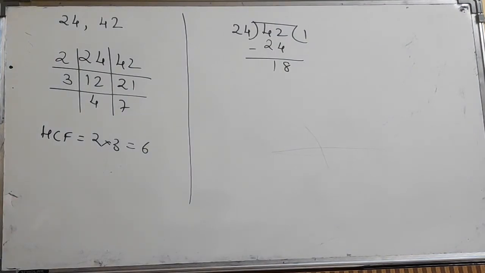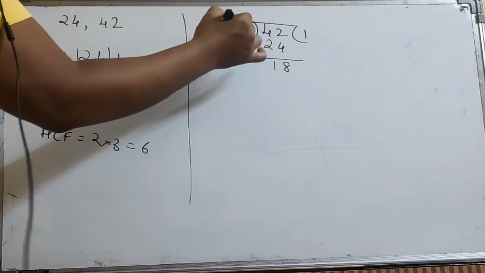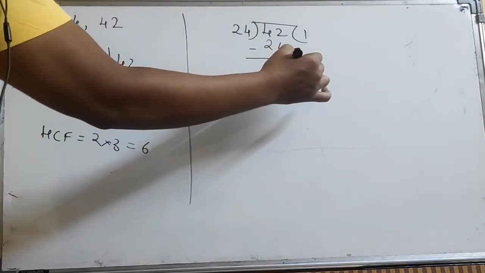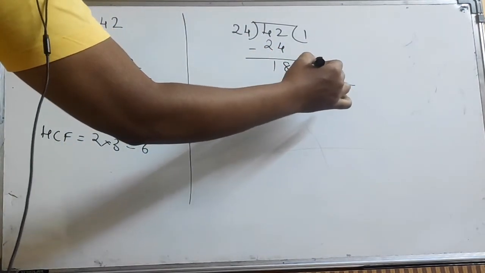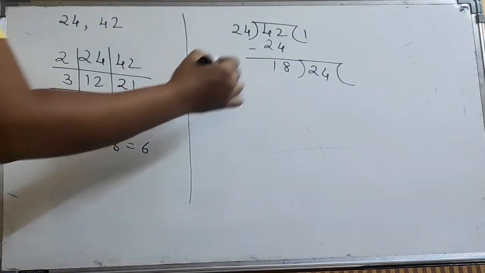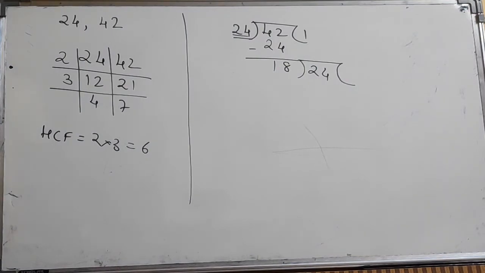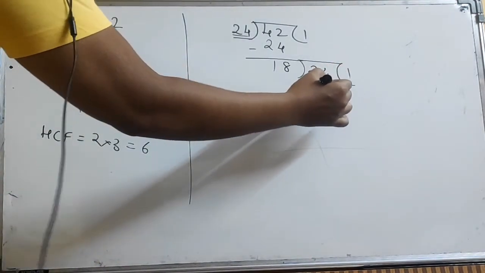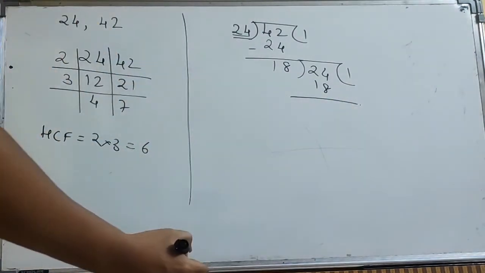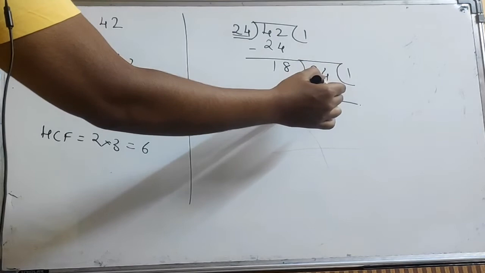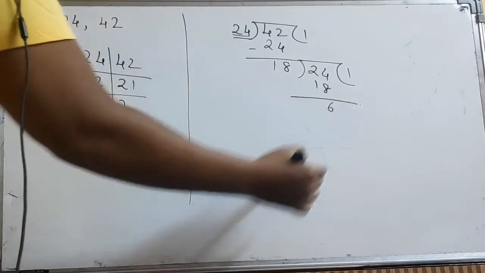Now once you reach over here, you do not need to further divide it. What you're going to do is you're going to take this 24 and you're going to divide this number by 18. So I'm going to write 24 over here. Okay, so this 24 has come over here. Now again 18 ones are 18. Okay, so when you divide this, how much you get? 24 minus 18 is 6.